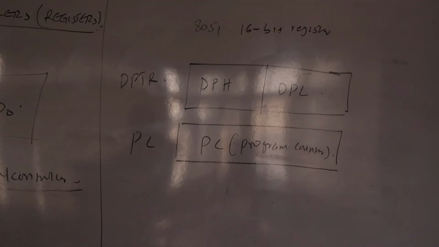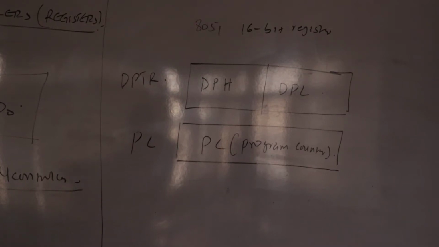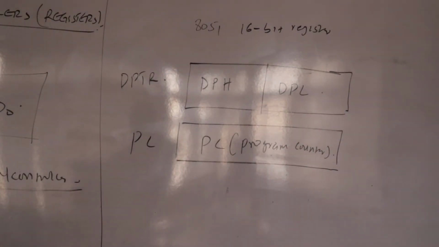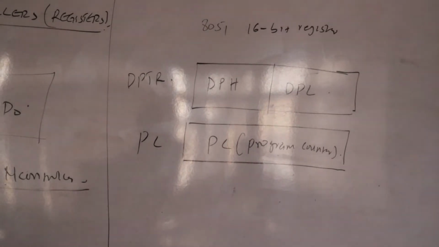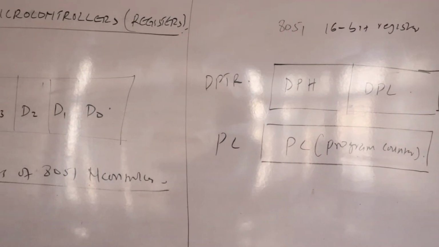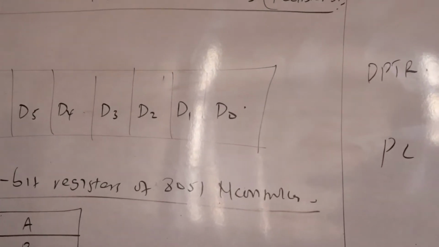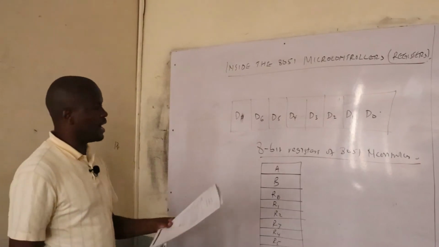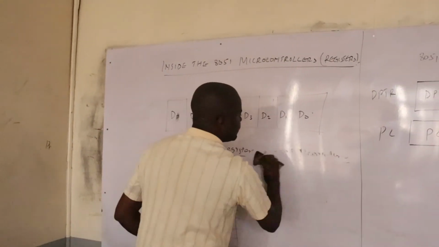Just as we stated earlier, we can look at how these registers work, vis-a-vis the instructions. I stated earlier that we are going to look at them in terms of two simple instructions that are always executed by the 8051, and that is the move instruction and also what we call the add instruction. So we are going to start by looking at the move instruction.